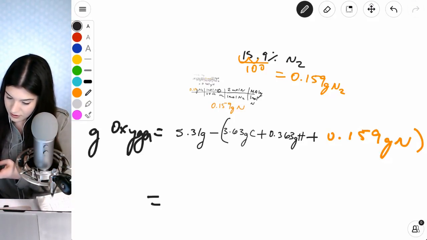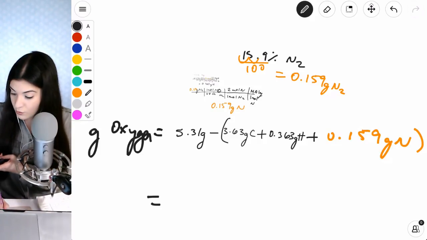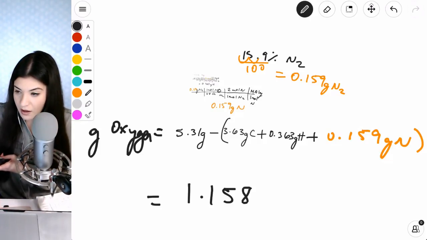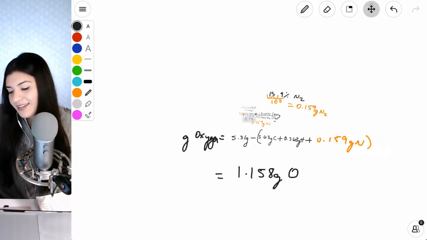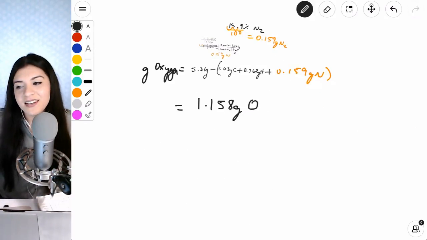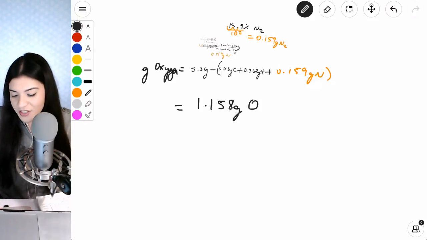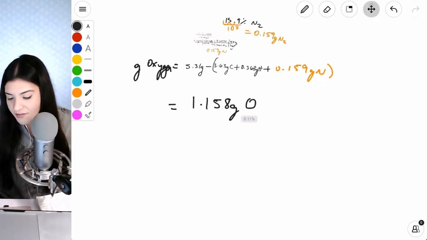3.63 plus 0.363 plus 0.159, and I'm going to subtract that from 5.31. What's left is 1.158 grams of oxygen. Okay, so now that we finally got all these values, let's change them all to moles. I'm going to start off with the oxygen since that's what I have.